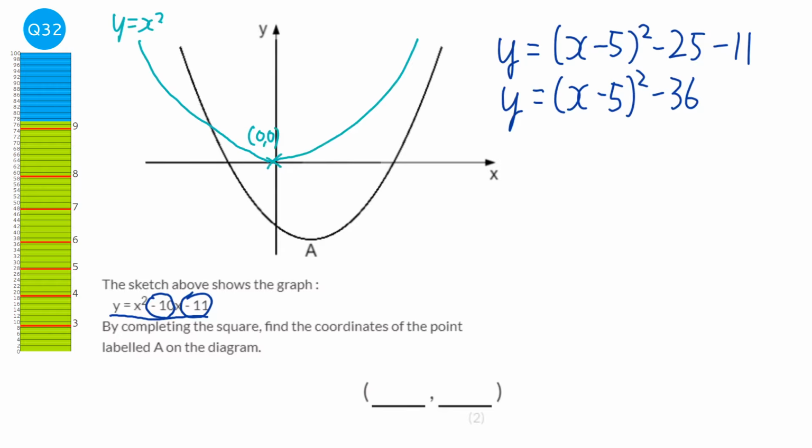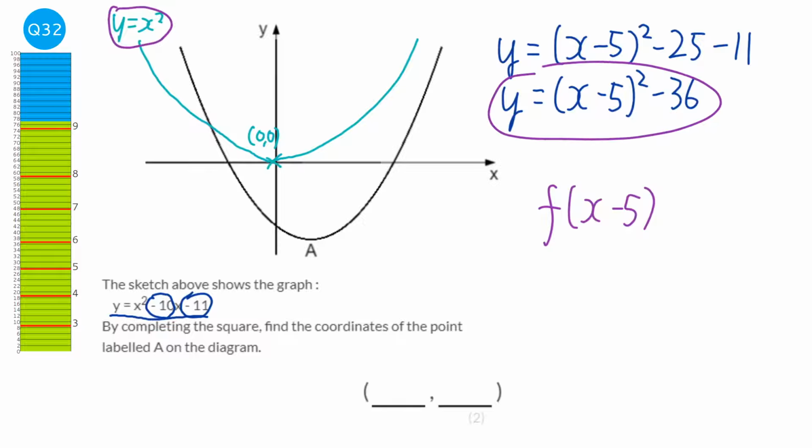Now, we remember, hopefully, from graph transformations, that if you have got a minus 5 on the inside of a function, and if we imagine that this is our f of x, then this would be our f of brackets x minus 5, because it's got the minus 5 there. We move the graph to the right 5. Remember, it goes the opposite way. So if it's a minus 5, it goes to the right. If it's a plus 5, it would go to the left.